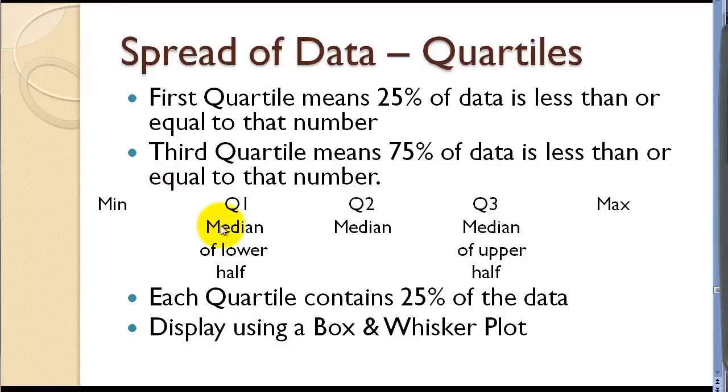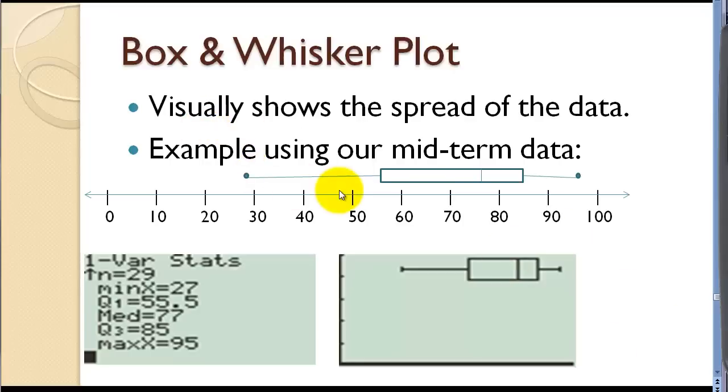Now we can make what's called a box and whisker plot using that data to give a graphical representation of the spread of our data. A box and whisker plot looks like this. The box goes from Q1 to Q3. And this line in the middle is our median. And these points at the ends are our min and max. So this is the box, and these are our whiskers.